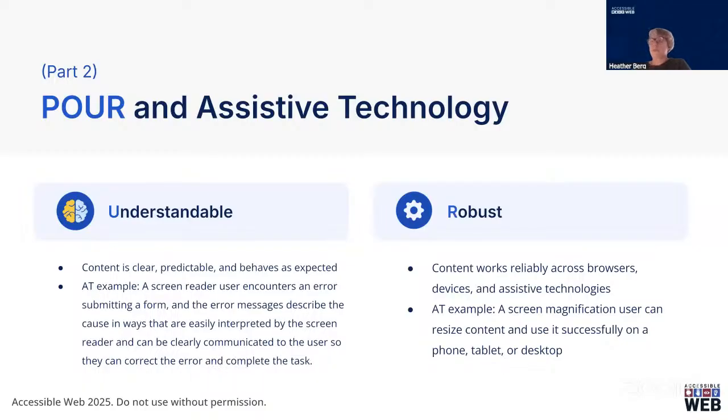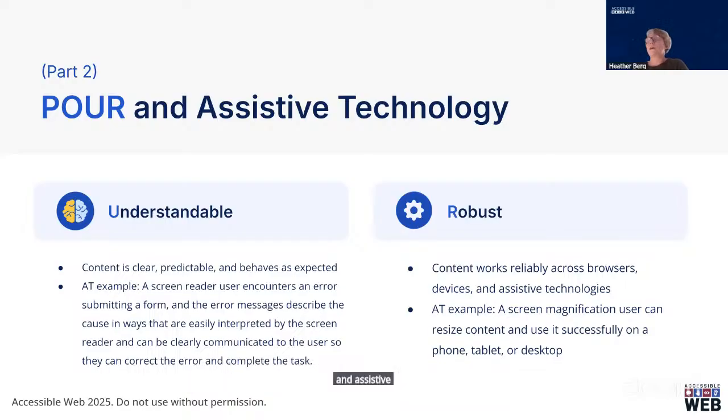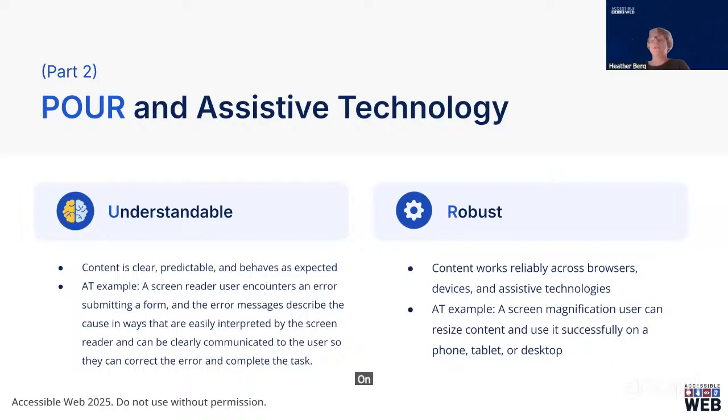And our fourth principle is robust. And this is kind of where everything comes together. So this means that content works reliably across a range of user agents, such as browsers, devices, and assistive technologies. An assistive technology example of this principle, a screen magnification user can resize content and interact with it successfully on a variety of devices, so a smartphone, a tablet, or a desktop computer.